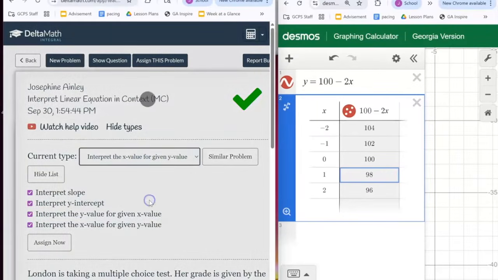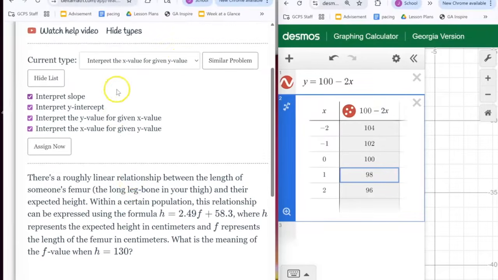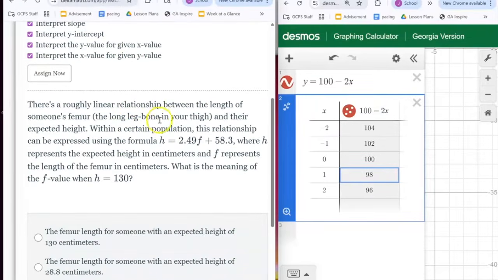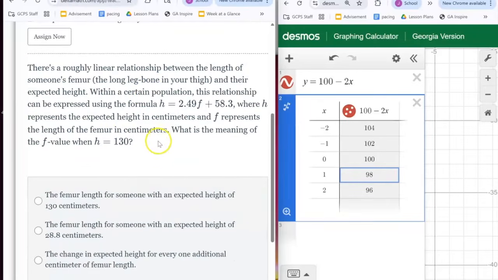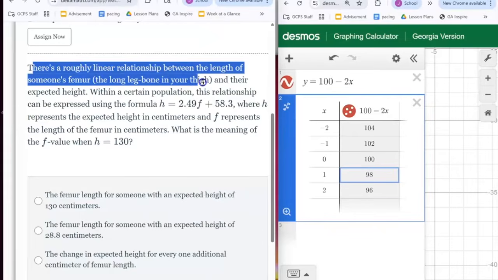The last kind of question you're going to get, again, is just interpreting what it means. Is now you're going to do the x value for a given y value. And of course, they're going to mix it in. You're not going to know what order they're giving you. So there's roughly a linear relationship between the length of someone's femur. What in the world? I don't even know. Oh, it tells us the long leg bone in your thigh. Oh, okay. This ain't bio, but okay.